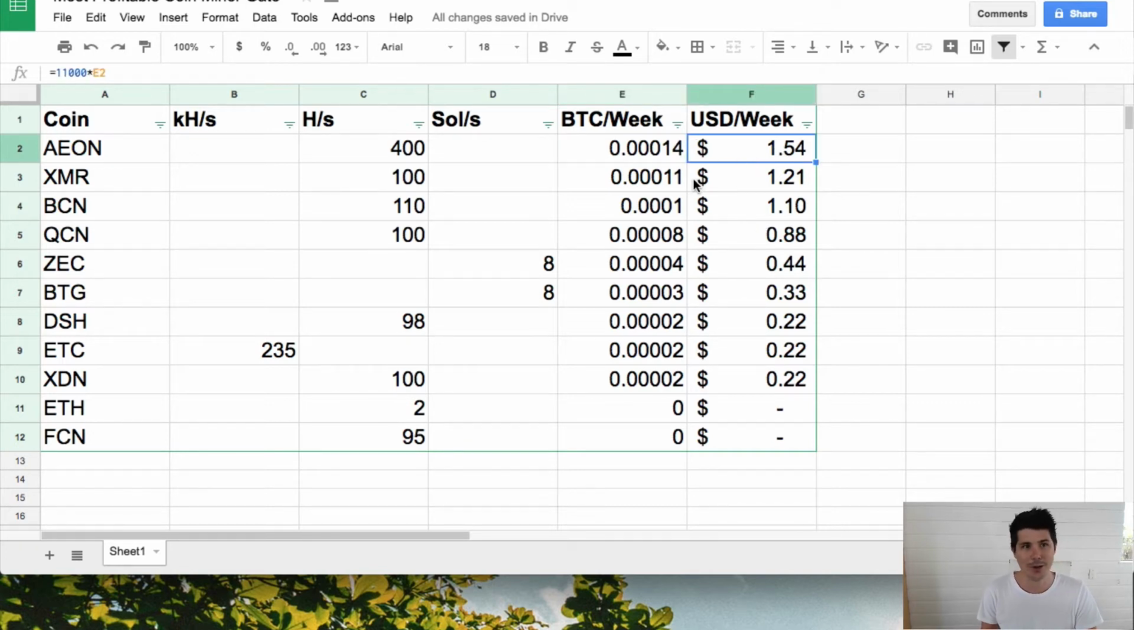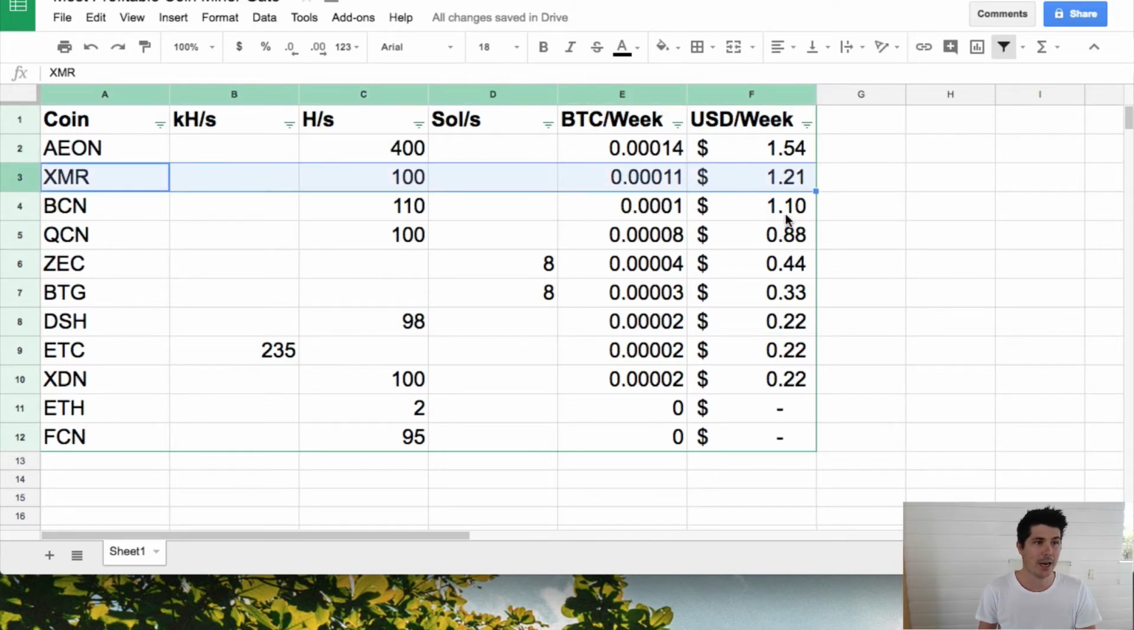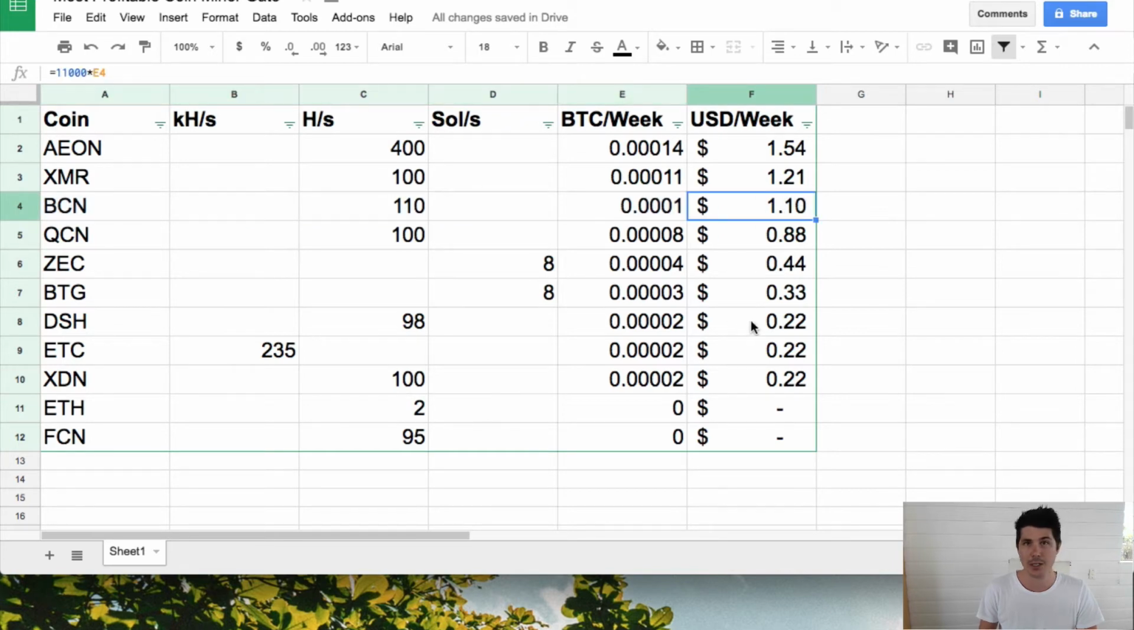So not a lot of money at all mining on my Mac here. Monero came in second at $1.21, followed by BCN, which came in at $1.10. And this shows you why it's so important to choose the right coin to mine.